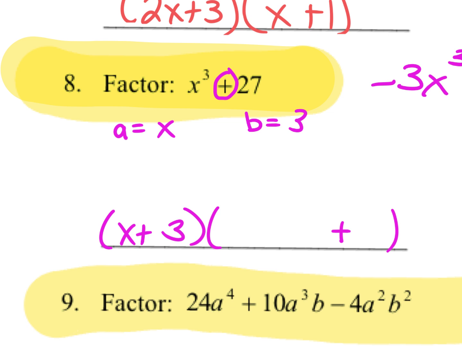X squared. In the second parenthesis, what's the first sign going to be? If this is a plus sign here, what's this one? It's opposites. Perfect. So now what's the pattern? X squared. You square the first term. You multiply the first and second, and then what? That's it.